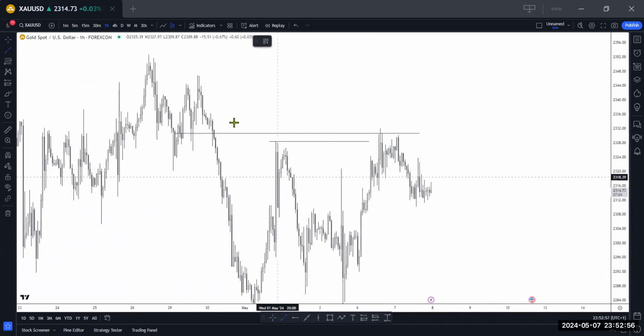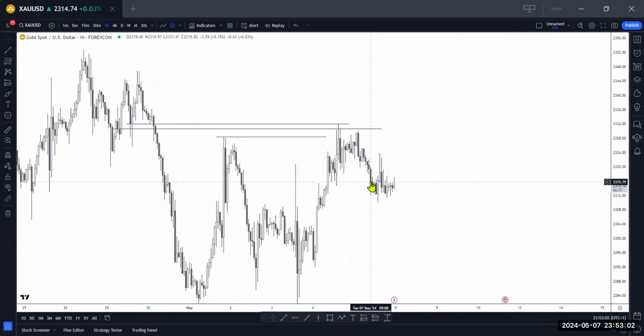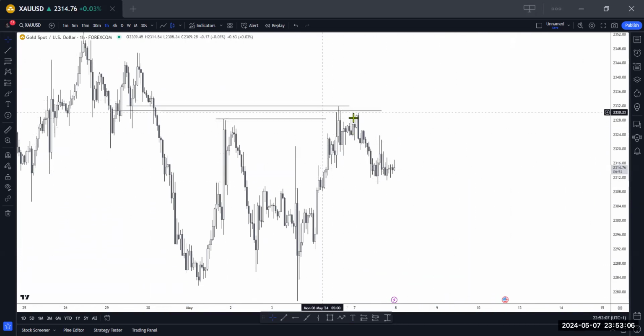So on H1, do we have an MTF? Did the price tap the MTF? Yes, price tapped the H1 MTF. So that gives you more confidence to be able to trade from this level. So you could have taken this sell right from here. So say you missed the sell from this point.